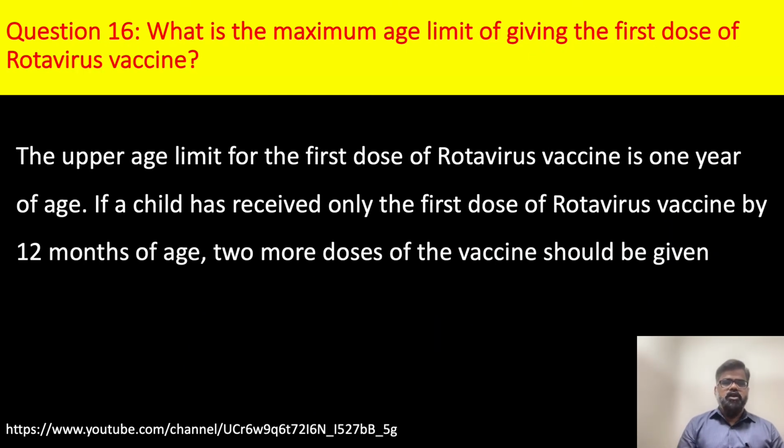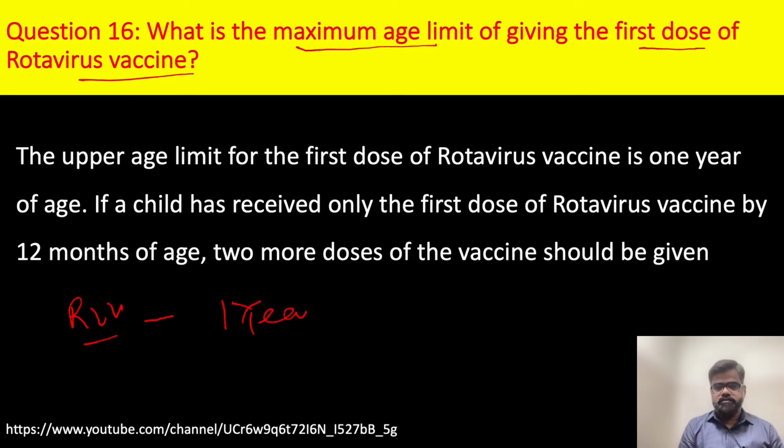Okay. What is the maximum age limit for giving the first dose of rotavirus vaccine? So you know the upper limit of rotavirus vaccine is 1 year. So you can give the vaccine till 1 year. If the child has taken any dose before 1 year and has crossed 1 year after that, and then the child comes for the next scheduled dose, you need to complete the dose, because as I said, once you have started a vaccination, you need to complete the doses. Okay.